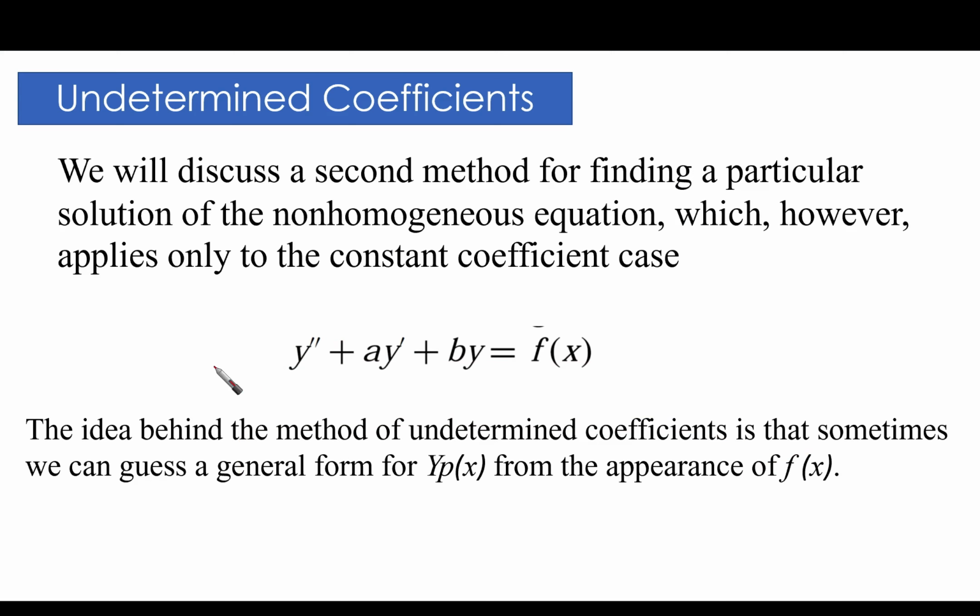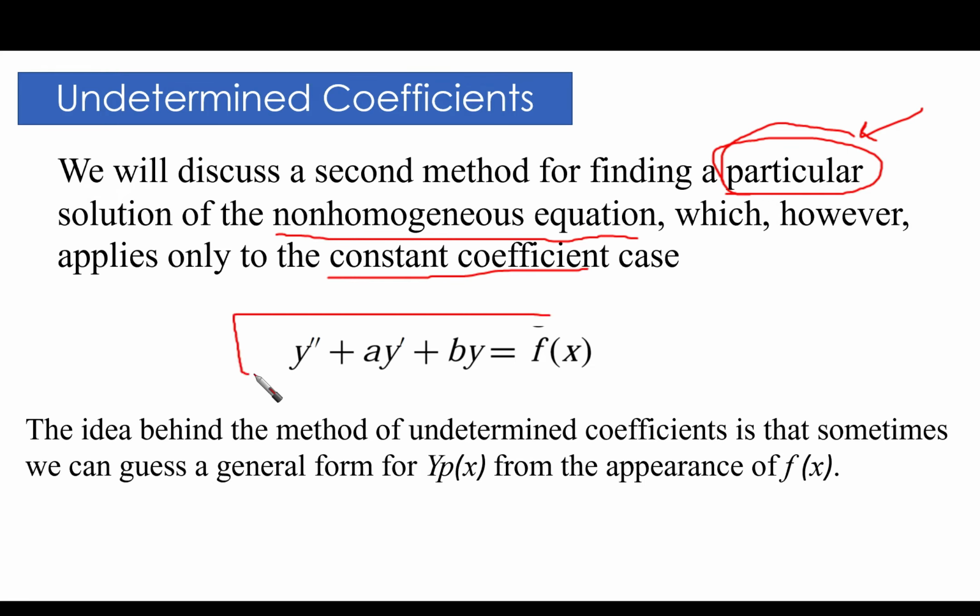Okay, so now let's go and dig deeper into the method of undetermined coefficients. We will discuss a second method for finding a particular solution of the non-homogeneous equation. Today our main target is to find the particular solution. If you remember, last time we said that we need to find two linearly independent solutions of the associated homogeneous equation and one particular solution of the non-homogeneous equation. So this is a second method for finding the particular solution of the non-homogeneous equation, which however applies only to the constant coefficient case.